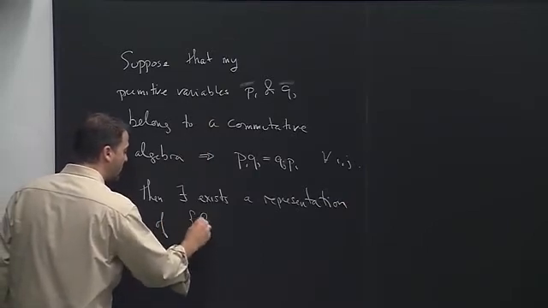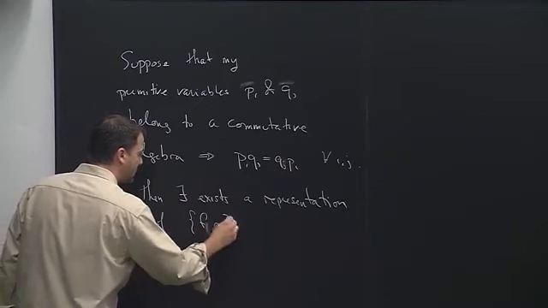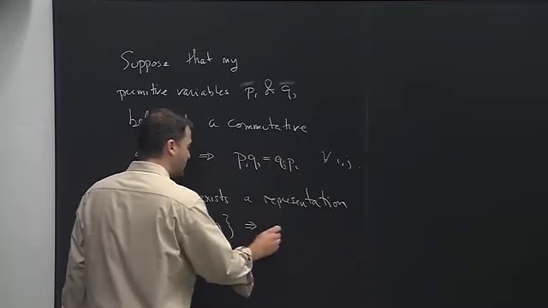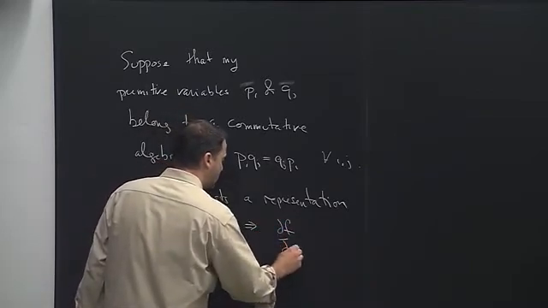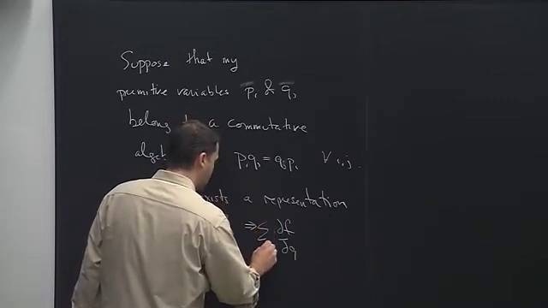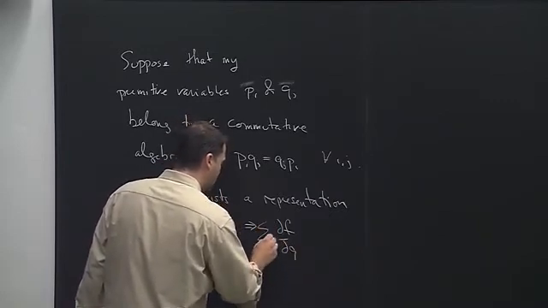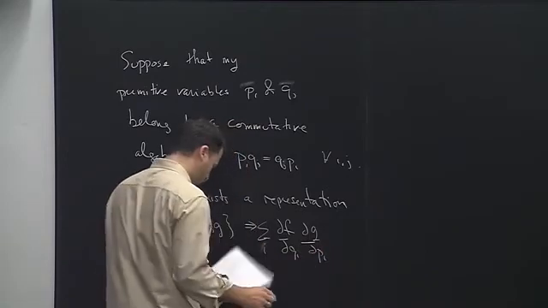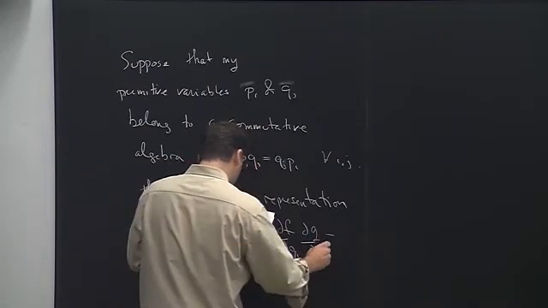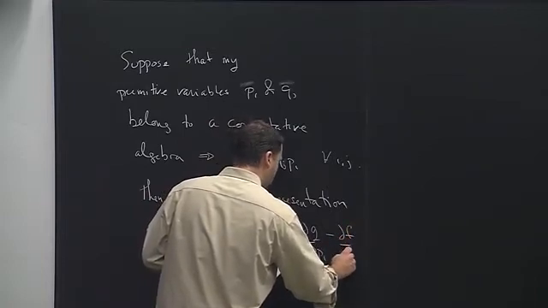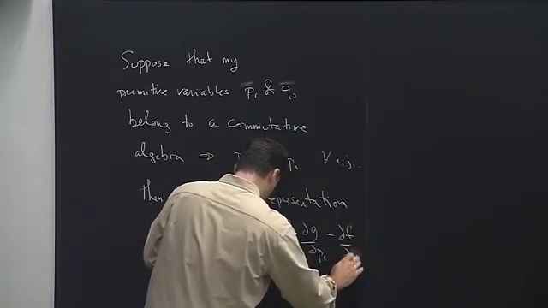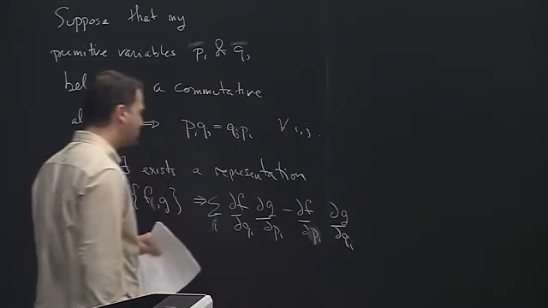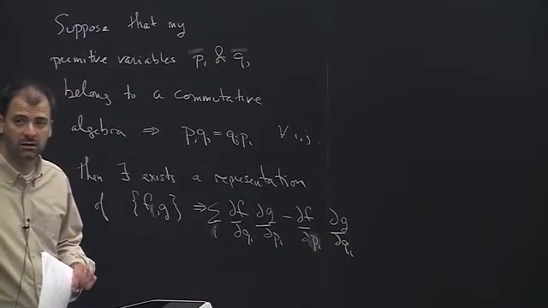of the Poisson bracket of two functions f and g as the sum over i of df by dqi, dg by dpi, minus df by dpi, dg by dqi.